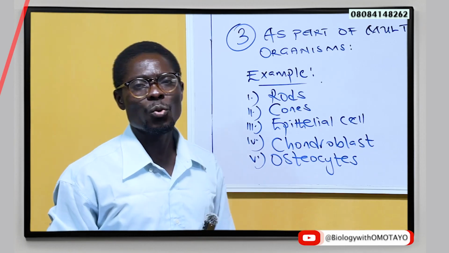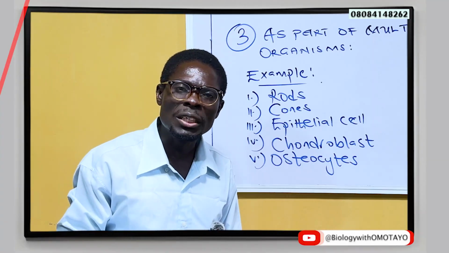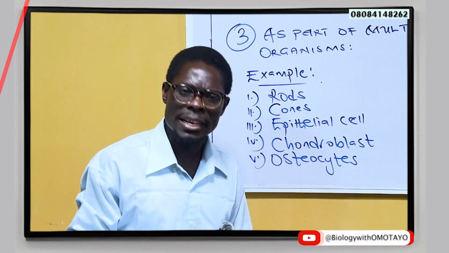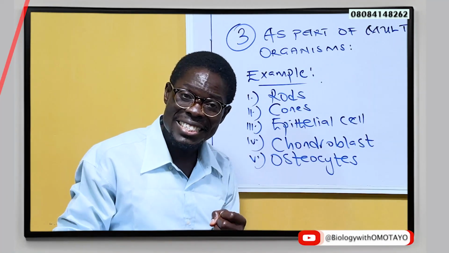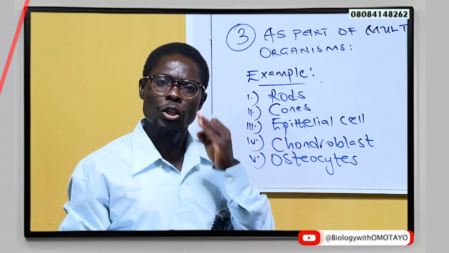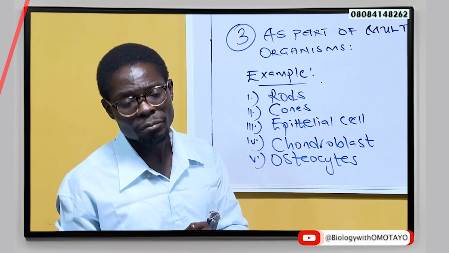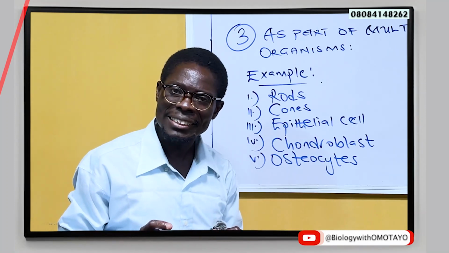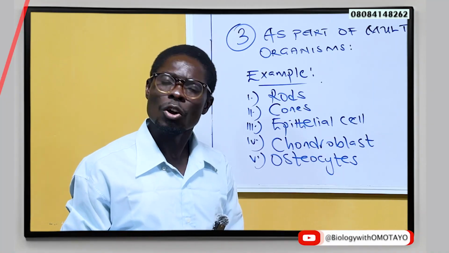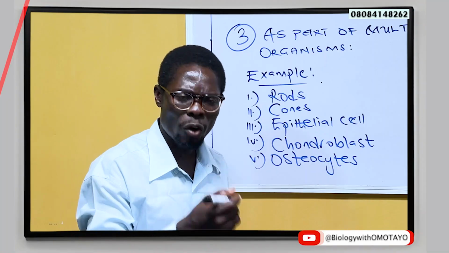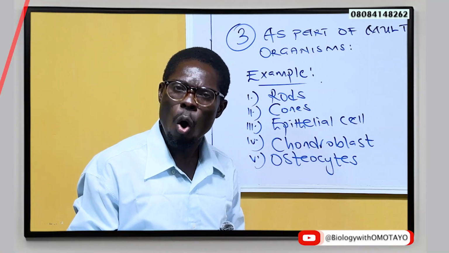So with this, we will be coming to the end of the segment of cells that deals with forms in which cell exists. One, cells exist as independent organisms. Two, cells exist as colony or filaments. Three, cells existing as parts of a multicellular organism. Come along with me even as we look further now at the basic structure and function of the cell.